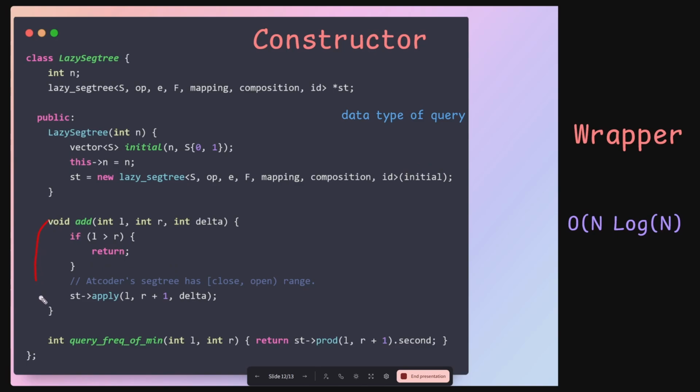Then you can use this same function signature and replace the implementation. So if you want to add something in the range L to R, you can use a function called apply that applies this delta from L to R.